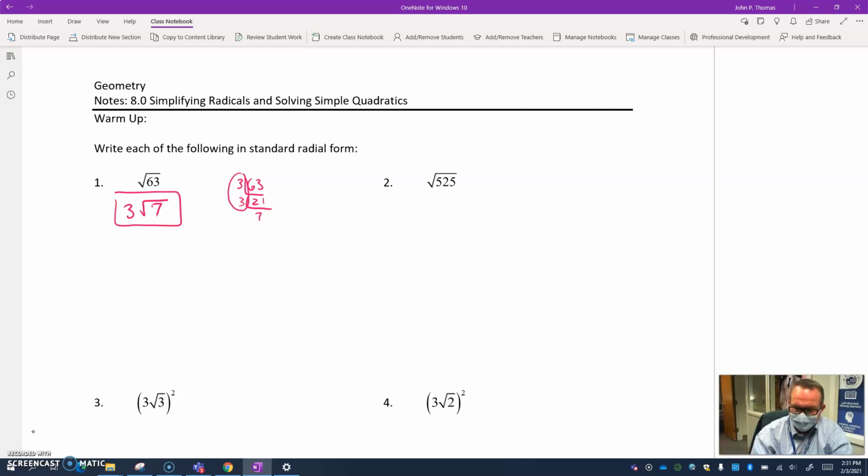If I go over to 525, this one I'll do with a factor tree. So we have 525. 2 does not go into it. 3 does go into it, if we notice that. And again, you can check by the sum of the digits. If the sum of the digits, 5, 2, and 5, add up to 12, that's divisible by 3, so the whole thing is.